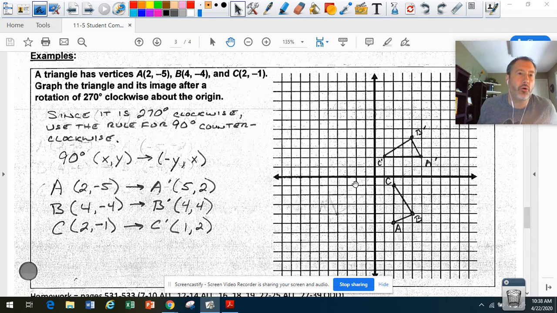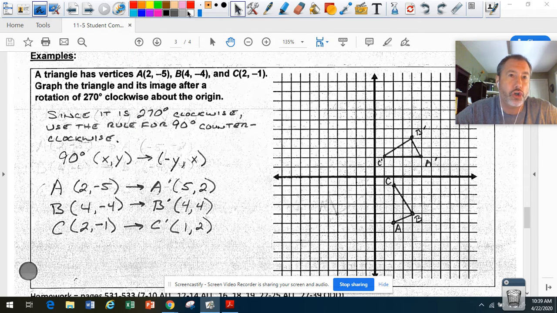So it says a triangle has vertices A is 2, comma, -5, B is 4, comma, -4, and C is 2, comma, -1. Graph the triangle and its image after a rotation of 270 degrees clockwise about the origin. Okay, let's talk about the rule. Since it is 270 degrees clockwise, use the rule for 90 degrees counterclockwise, because remember, they are the same. Look at your rules. We know that you have your original X and your Y, flip the X and the Y, and then do the Y as the opposite.